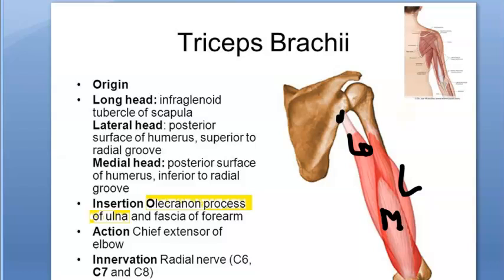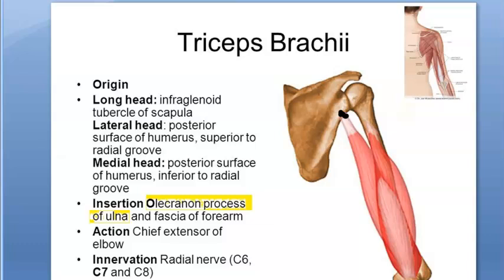Posterior surface of humerus, lateral and medial. Where does the long one originate? Scapula. This much if you know, more than enough. More details if you want: the long head originates from the infraglenoid tubercle of the scapula. Infra, obviously you can see at the bottom, infraglenoid tubercle of scapula.